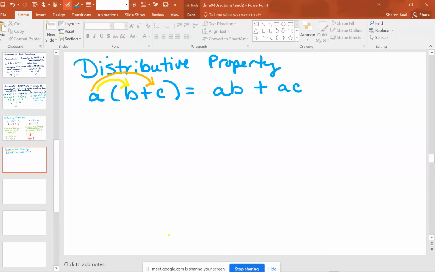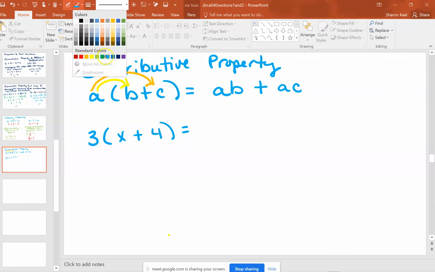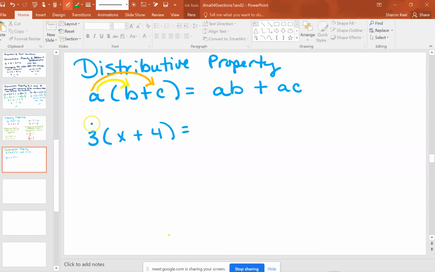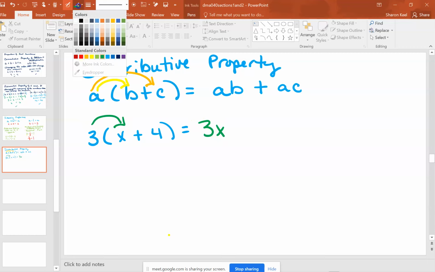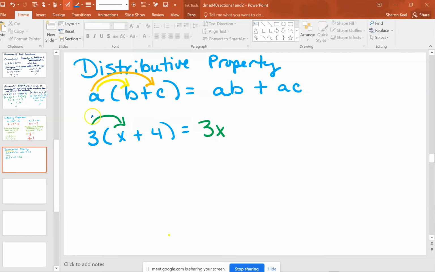So if we have an example such as 3 times (x plus 4), what I'm going to do when I distribute is I'm going to multiply 3 times x, that gives me 3x. Then I'm going to multiply 3 times positive 4, that gives me a positive 12. And then that would be my solution.